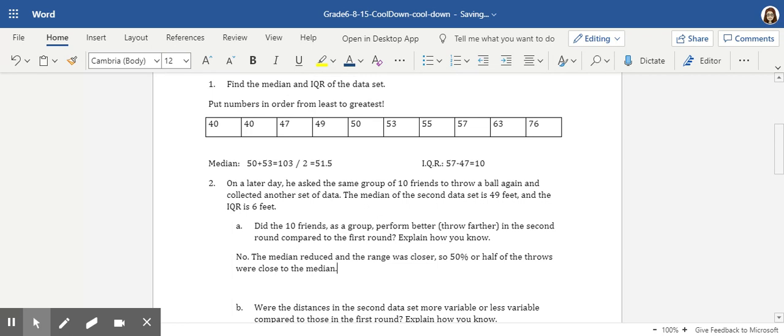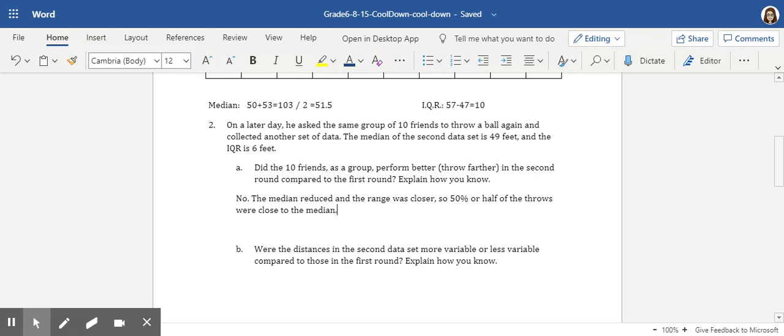It went down basically because it used to be at 51 and a half, and then it went down to 49 feet. And then also where it says were the distances in the second data set more variable or less variable. Well, since they're talking about the IQR, the range in that middle part of the data being 6 feet, I would say that they were less varied, so less variable.